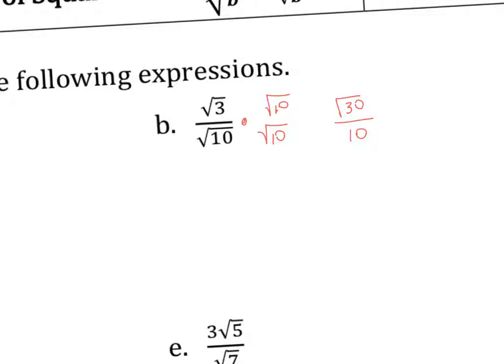Check your radicand 30 and see if it's divisible by any perfect squares. In this case, it's not. So since our radicand is not divisible by any perfect squares, and we no longer have a square root in the denominator, this is our final answer.